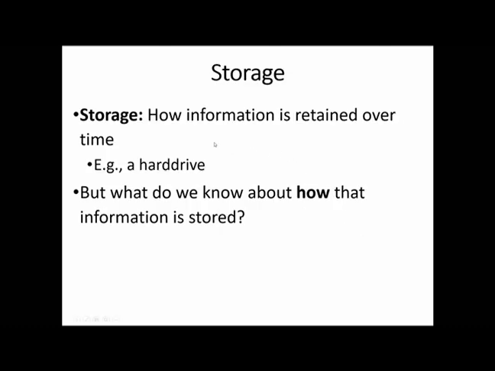So storage is talking about how information is retained over time. And if we think back to that computer analogy that we used at the very beginning, this is like our hard drive, storing information for the foreseeable future. But what do we know about how that information is stored? If you've learned anything from this chapter, it's that the human brain is mysterious and we don't really know exactly how it's stored. But we do have a couple of theories.